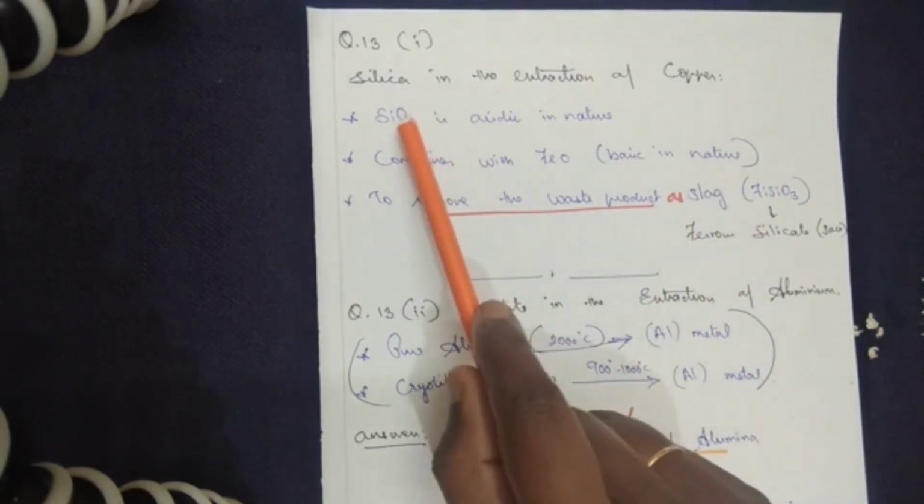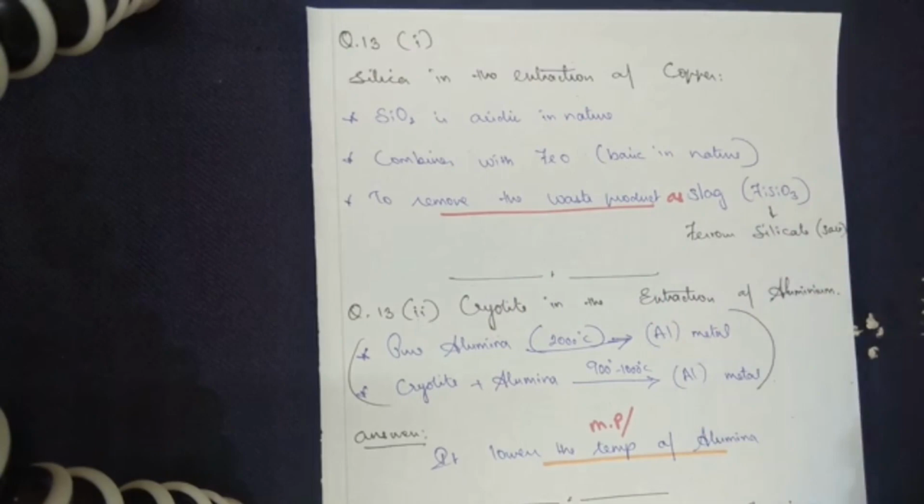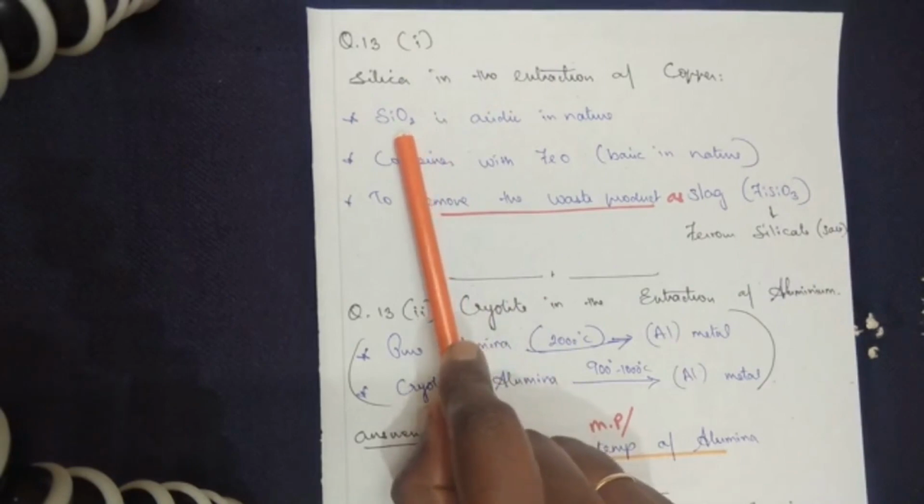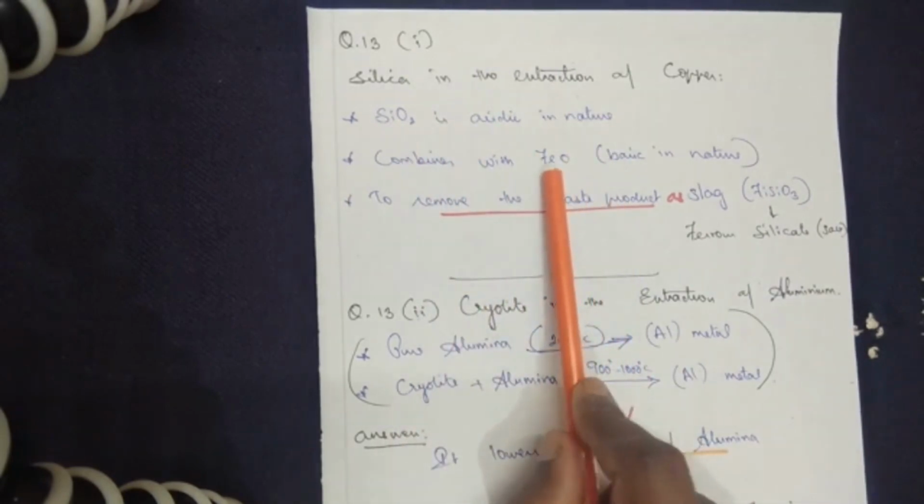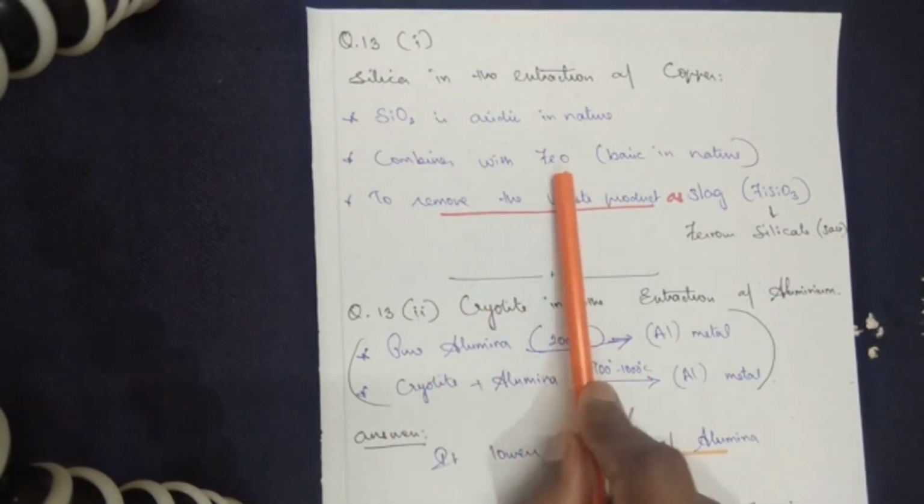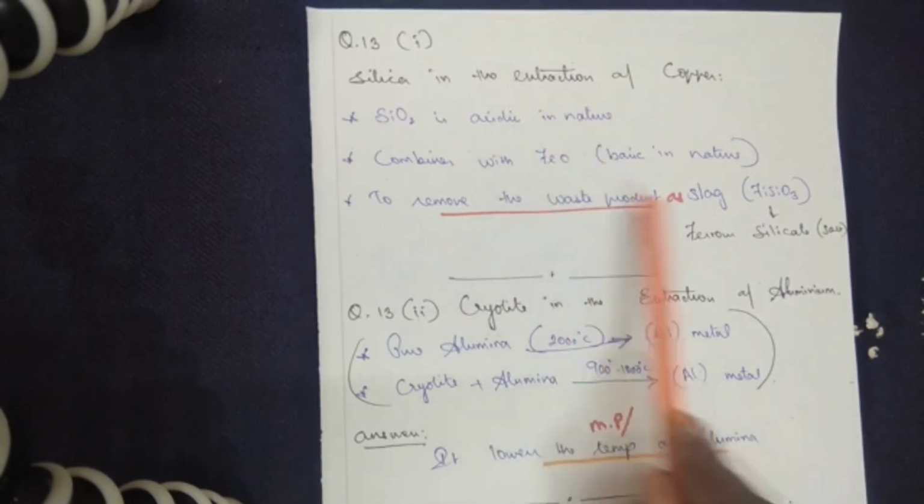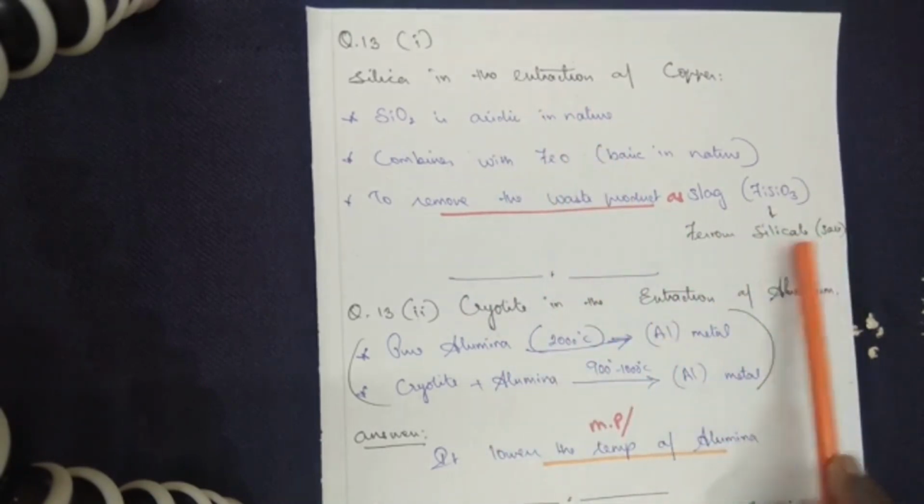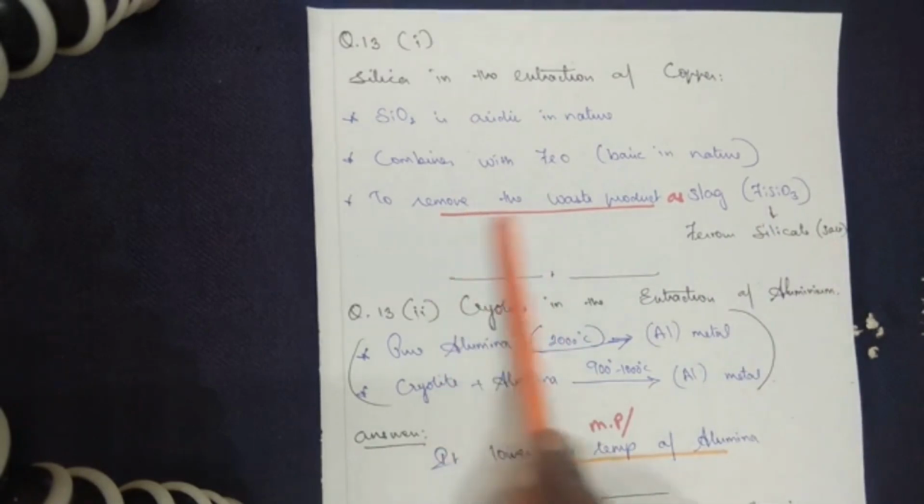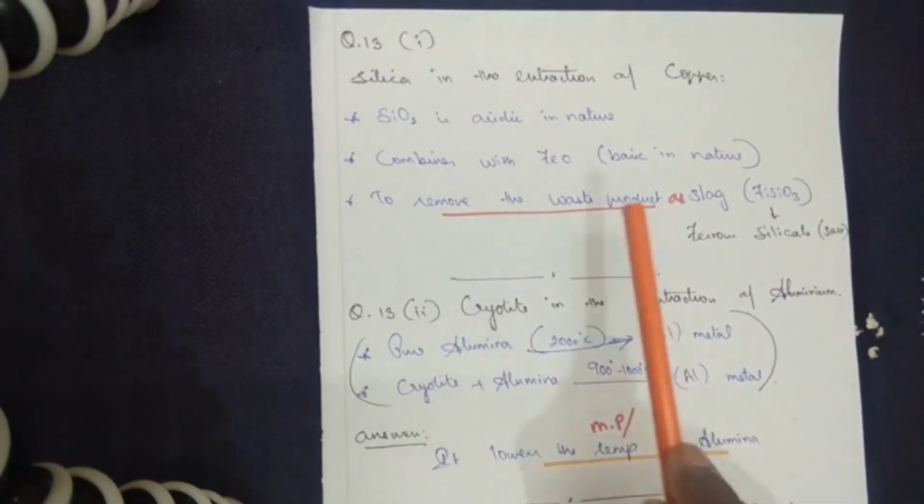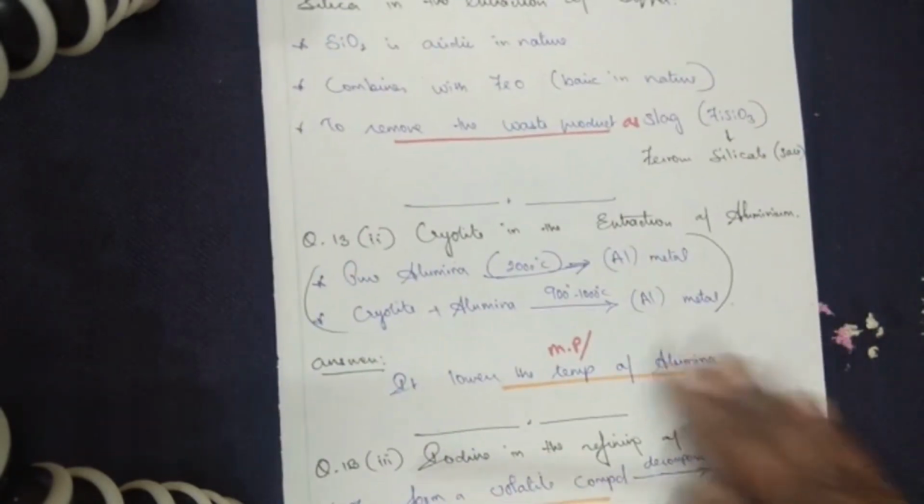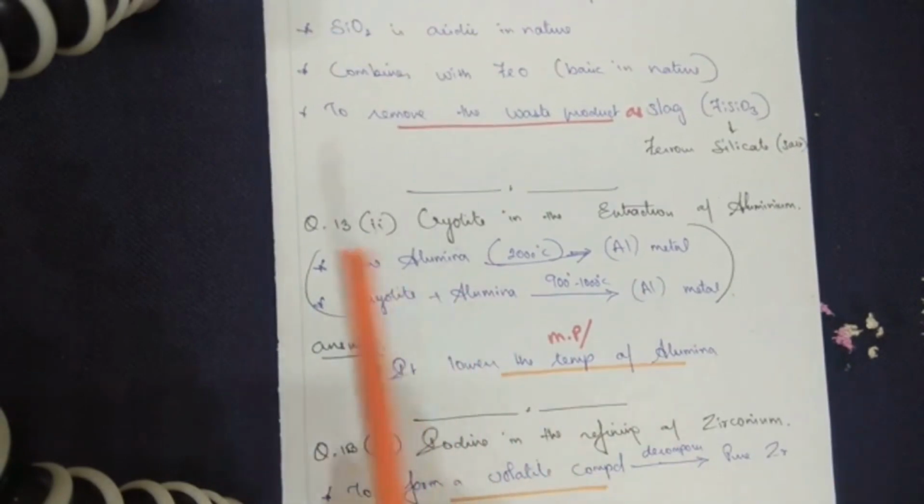Directly, the acid form alone cannot be removed. You need to mix it with the base to remove the waste product in the form of a salt. So silica is acidic in nature. You mix it with a flux, that is iron oxide, which is basic in nature. Acid plus base gives you the waste product salt, that is ferrous silicate. So the red color highlighted point is a key point, a keynote for you all to obtain full marks.